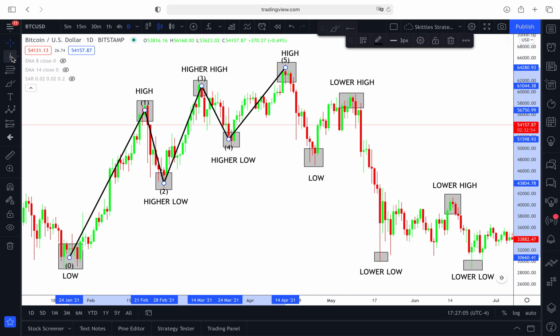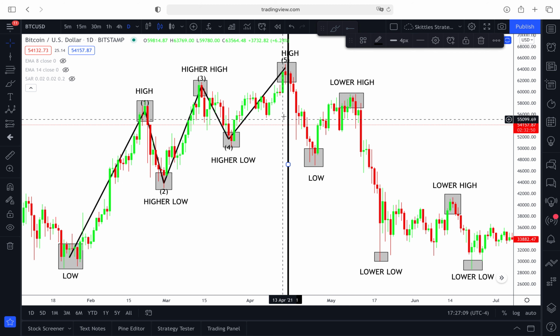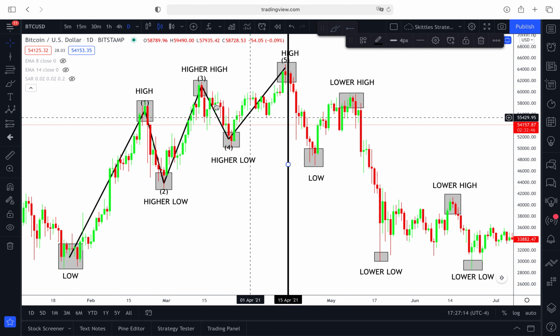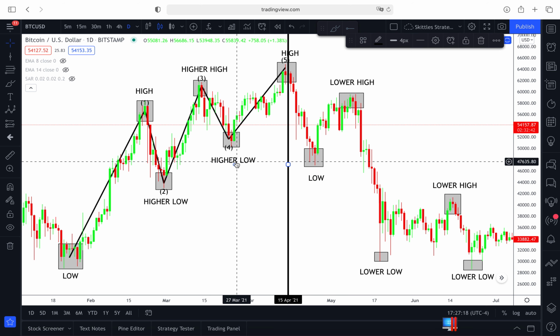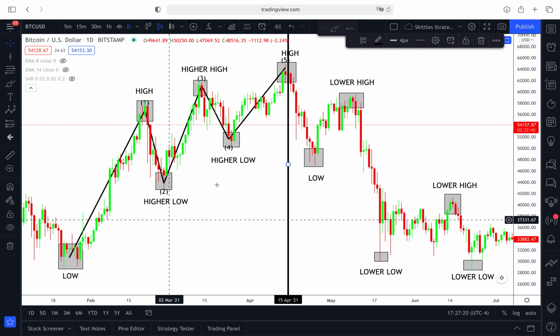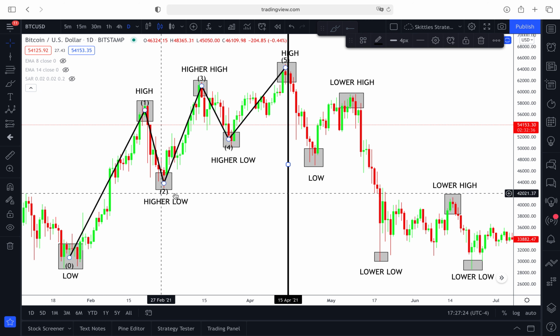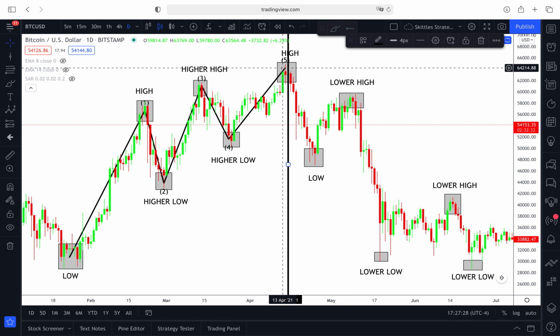What I'm going to do now is split this screen so you guys can get a clear representation of what you're looking at. This is called a bullish trend, also known as an uptrend, also known as a buyer's trend. When the market creates a low, then a high, then a higher low, higher high, higher low, high, that is called a bullish trend.